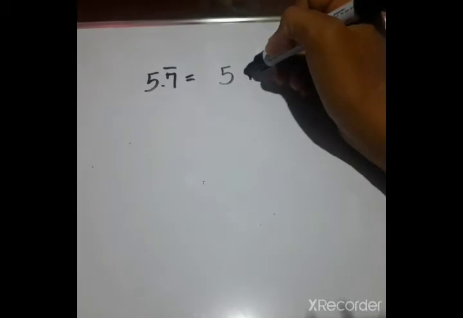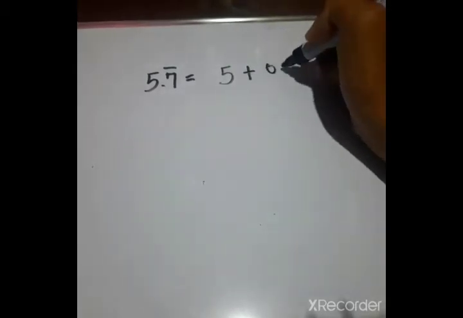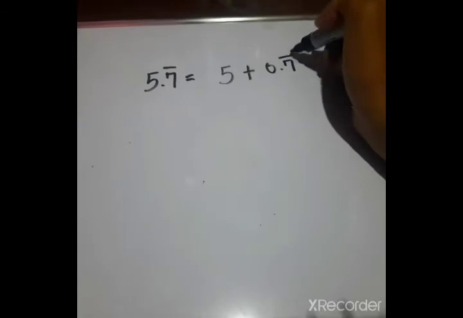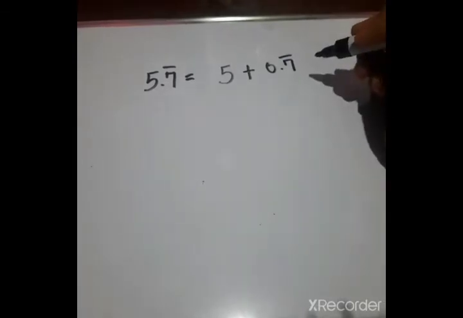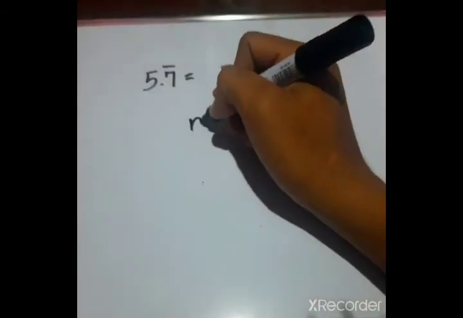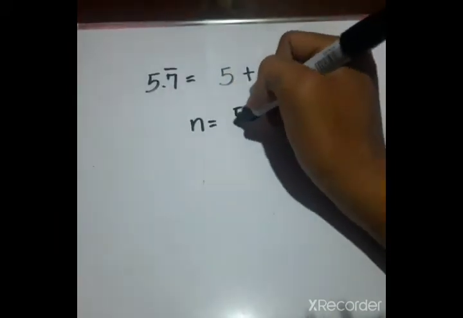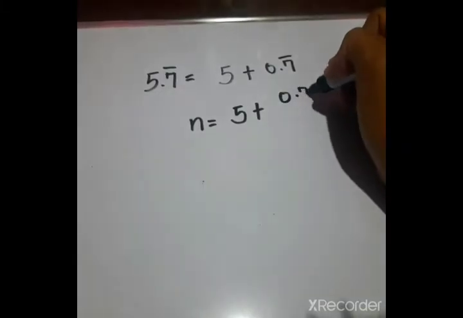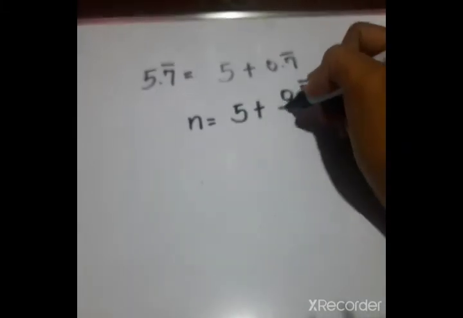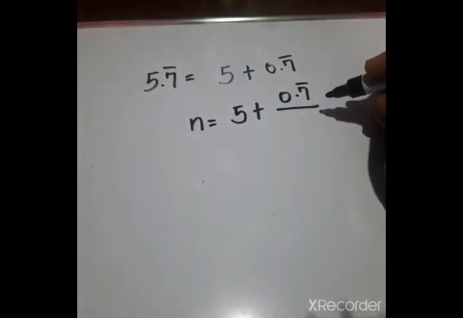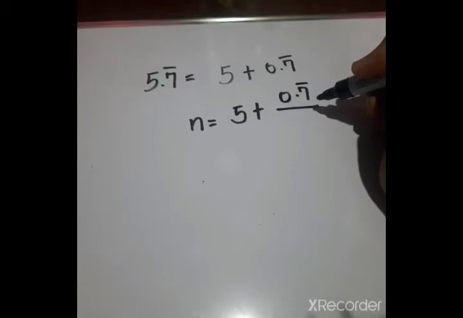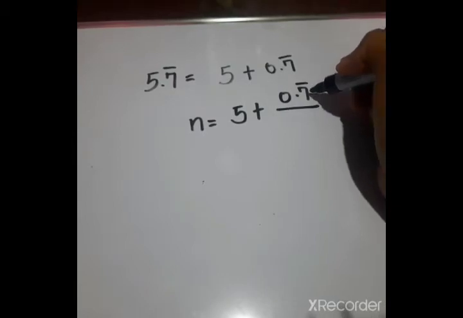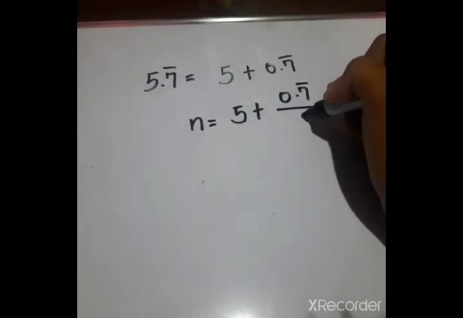So we will write 5 plus 0.7 with vinculum. So we can now apply the formula wherein n is equal to 5 plus 0.7 vinculum, and then a fraction bar. Now, how many terms are repeating? Yes, we only have one term, which is 7. So which means we will only add 1 nine.